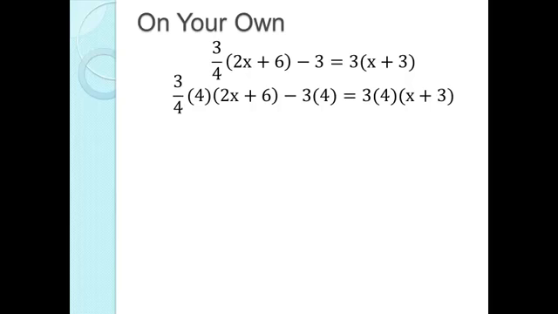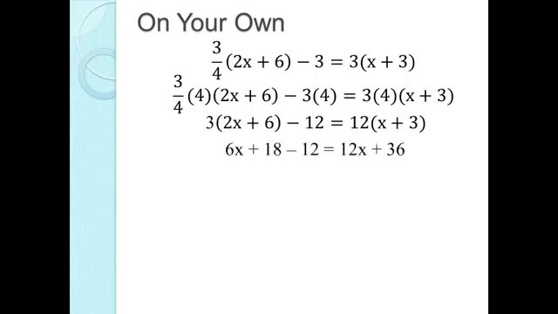3/4 times 4 gives us 3. Negative 3 times 4 gives us negative 12. And on the right hand side, 3 times 4 gives us 12. Next, we can distribute. We are then left with the equation 6x plus 18 minus 12 equals 12x plus 36.